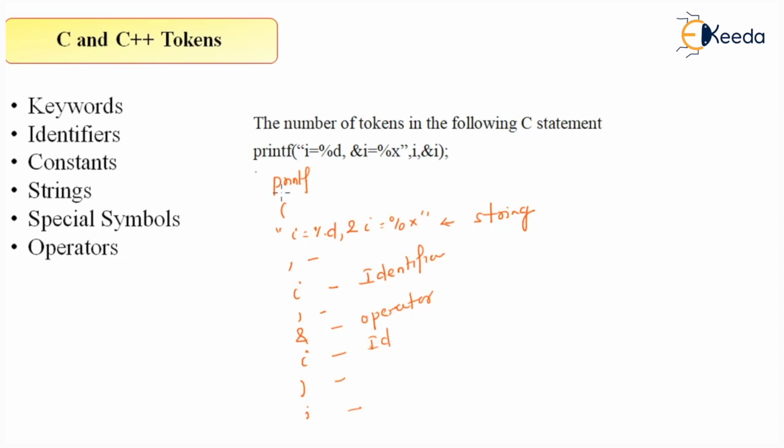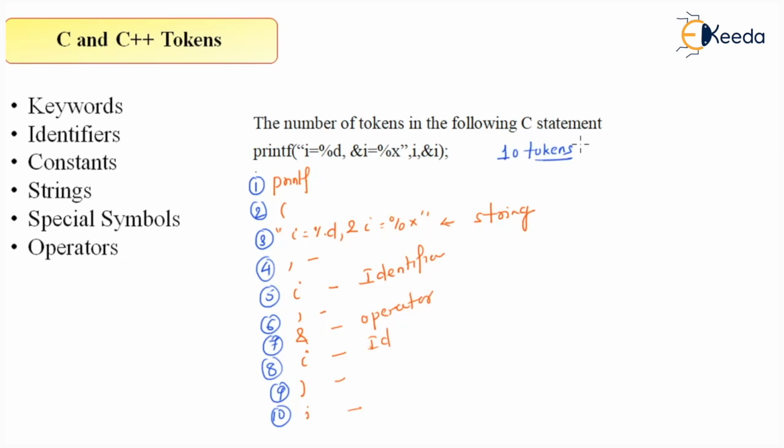So what is the answer in this case? Let me count: 1, 2, 3, 4, 5, 6, 7, 8, 9, and 10. So the answer for this particular statement is 10 tokens.